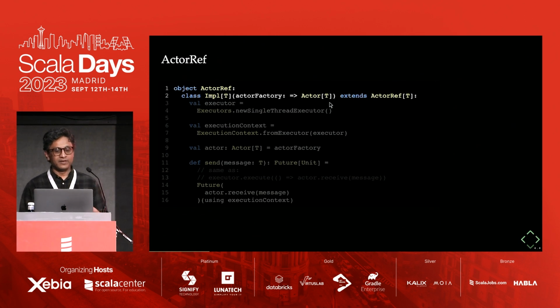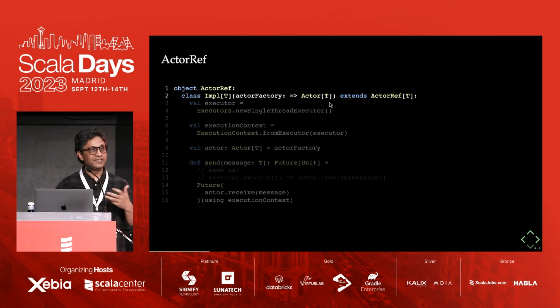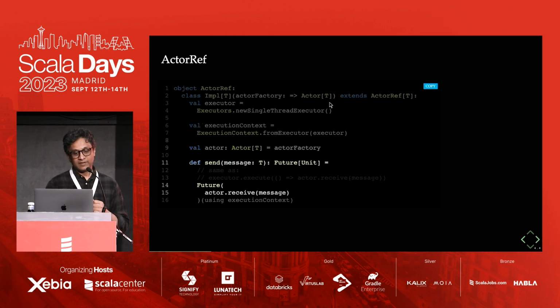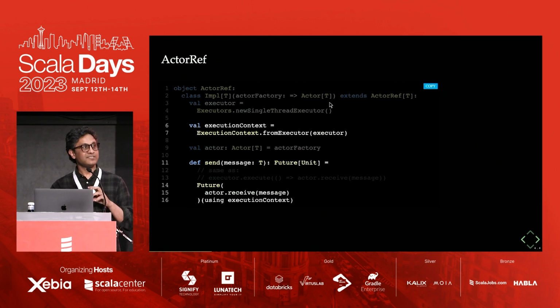So we take actor factory in the constructor, and we create an instance of an actor within the implementation, and then we implement the send method by applying the actor.receive on the message of the send, but we put this execution on an execution context that we create, right? We create. And how do we create that?